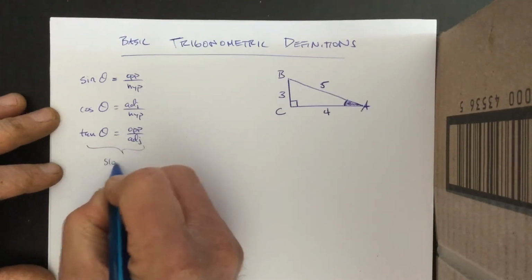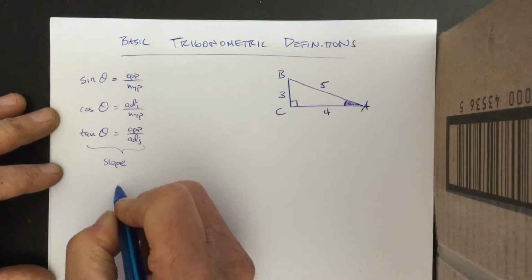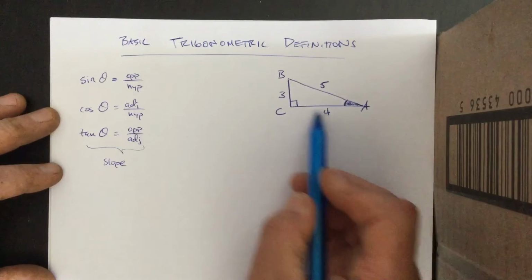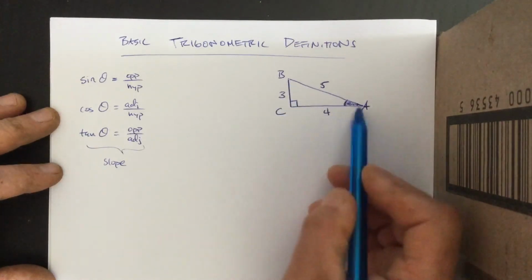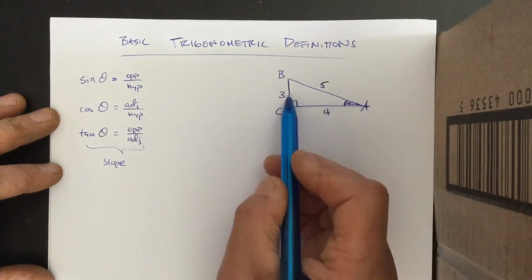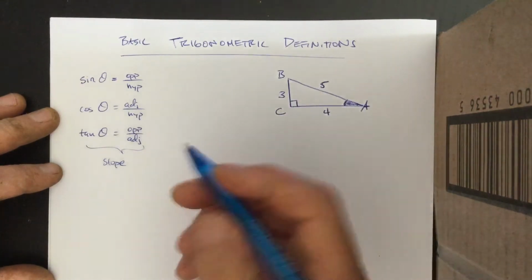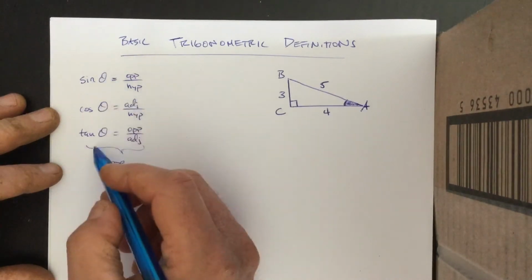This is also known as slope. Right? If you look at tangent of A, it's opposite over adjacent. The rise and run of this line right here is notified by the tangent of angle A. All right? And so there's your sine, cosine, and tangent. Those are the 3 you know.